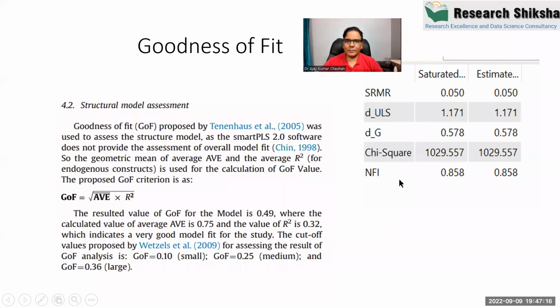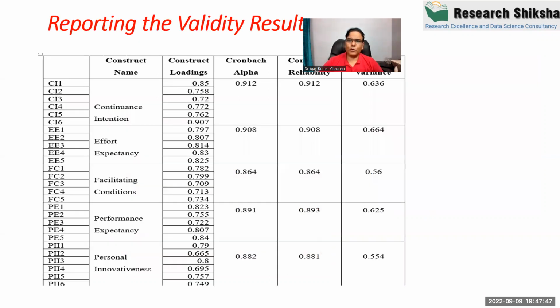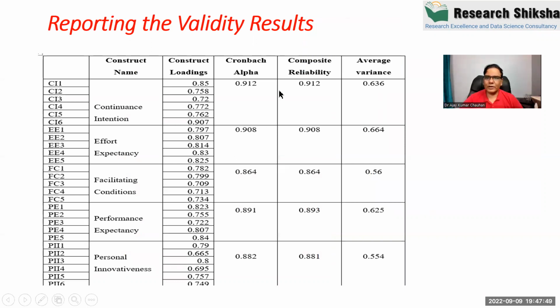There are many papers where I have seen NFI greater than 0.8 and SRMR less than 0.08, and it is quite accepted. Another measurement of goodness of fit, which I found in a paper, is you can calculate it by multiplying the average AVE of the constructs by the R square. So this is another formula which I saw in one of the papers, which you can also report. So this is goodness of fit in validity only. And how to report the validity result? You have to report the validity result in one table.